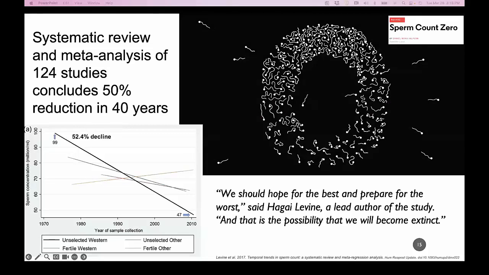And this is just an article that came out a few years ago highlighting a systematic review and meta-analysis of over 100 studies in several countries, including the US, which showed a more than 50% decline in sperm count over the last 40 years, indicating the possibility that we are less fertile than our grandparents were.